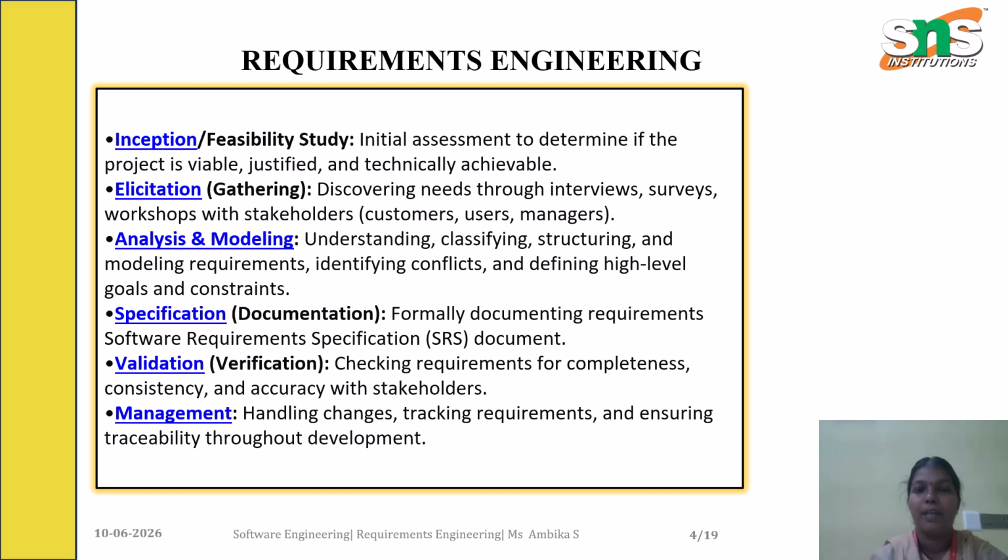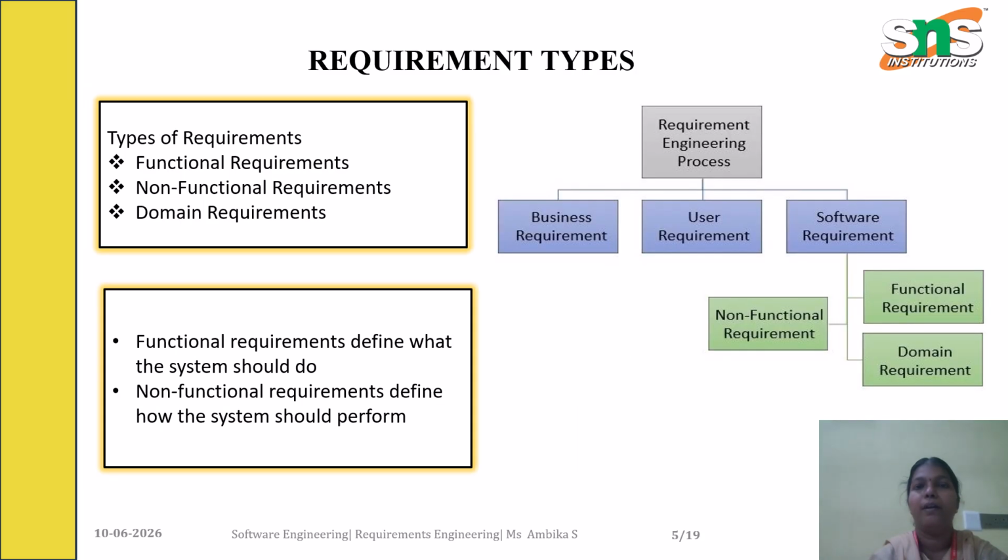Next is analysis and modeling. Here we understand, classify, structure and model the requirements, and we can also identify the conflicts and define the high level goals and constraints. Next is specification, that is documentation. Here we formally document the requirements using the software requirements specification, that is the SRS document. Next is validation and verification. Here the requirements are checked for completeness, consistency as well as accuracy with the stakeholders. Next is management. We handle the changes, track the requirements and also ensure traceability throughout the development of our software.